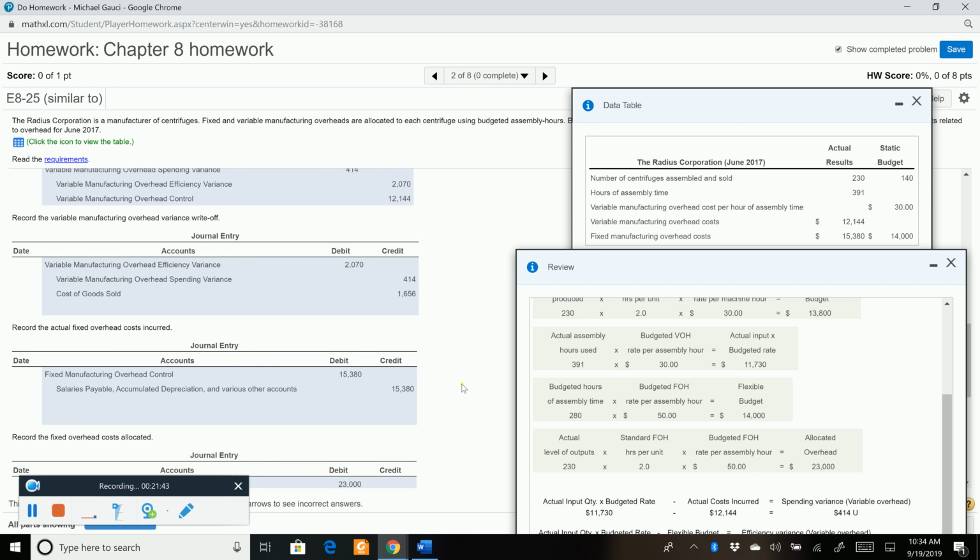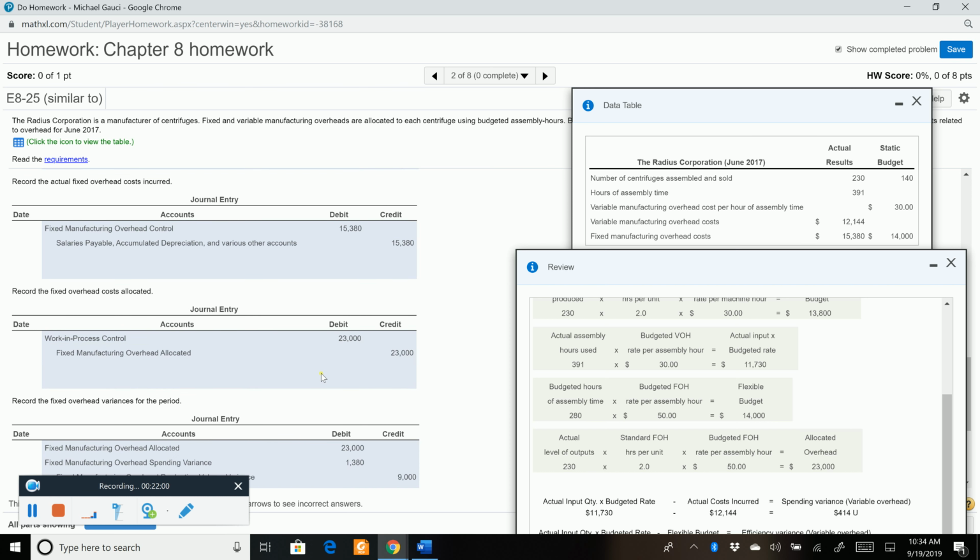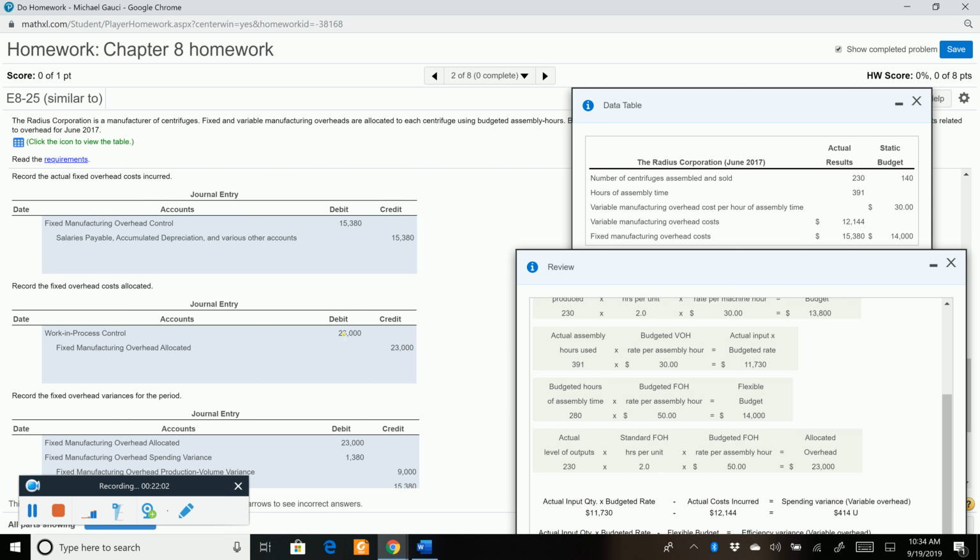So the first journal entry for fixed is to record the actual overhead with a debit to fixed overhead control. We'll credit all of our payable accounts, etc. Remember, these are amounts that have to be paid. These are actuals. The second one is to allocate the fixed overhead to the WIP account. And remember, what we said is that will be allocated of $23,000. That is a debit to the WIP and a credit to the fixed overhead allocated account.